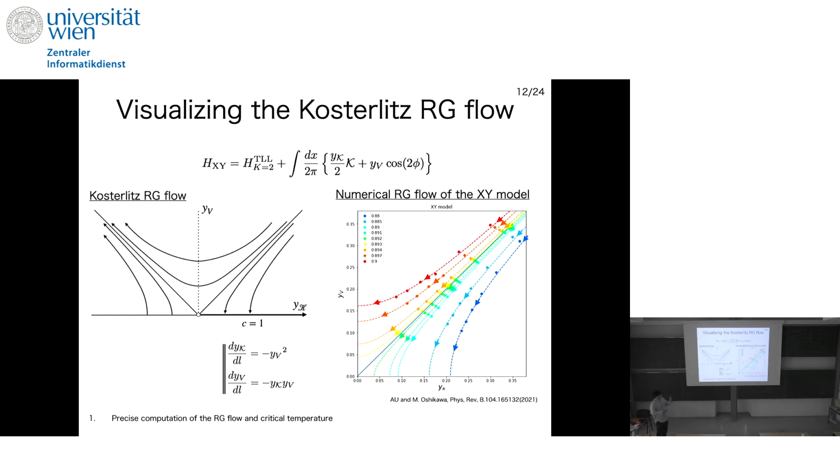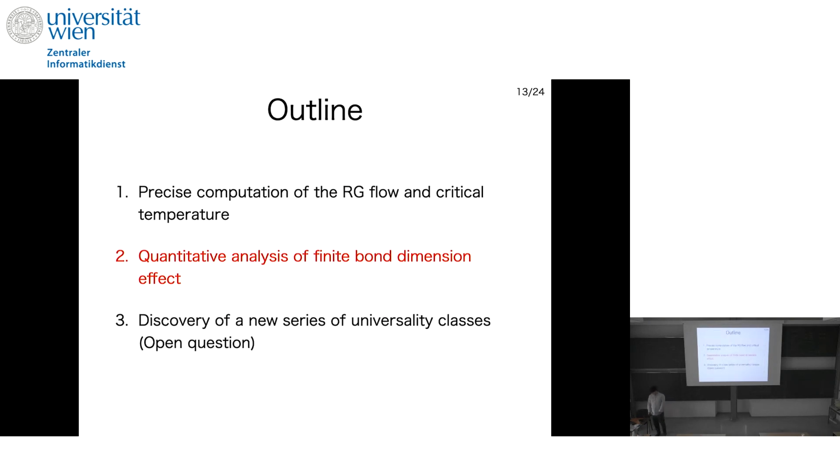Also, one more thing is that if you look at the transition temperature, just by plotting, you see 0.893. And this is currently one of the best accuracies for the phase transition temperature. Okay, so this is the method that I introduced.